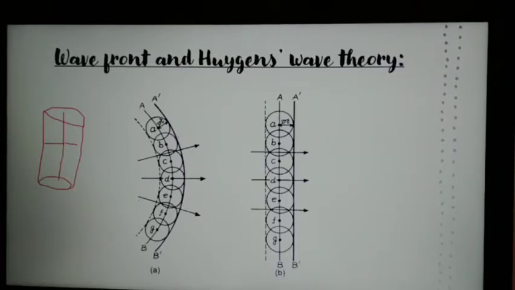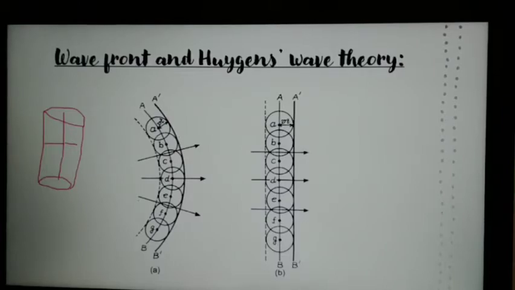Listen carefully. Every particle of the medium situated on the wavefront acts as a new wave source from which fresh waves originate. These waves are called secondary wavelets. So every point present in a wavefront can act as another source. Can you understand that statement? Every point in a wavefront can act as another source.